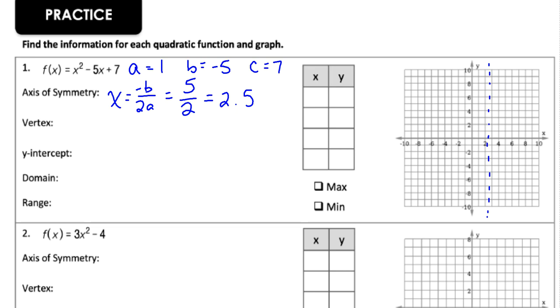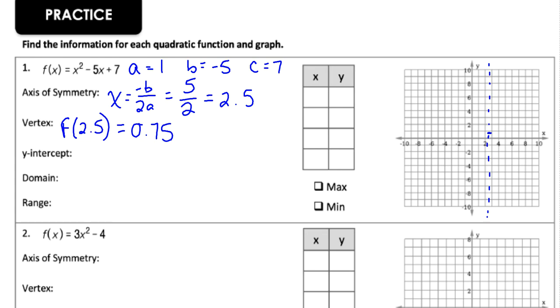All right, then we use that to find our vertex. So I'm going to plug 2.5 into my original equation. I do 2.5 squared minus 5 times 2.5, and then plus 7. When I do that, I get a y-coordinate of 0.75. So that means that my vertex is over at 2.5. Remember, it's always on that axis of symmetry, and up at 0.75. So somewhere around there.